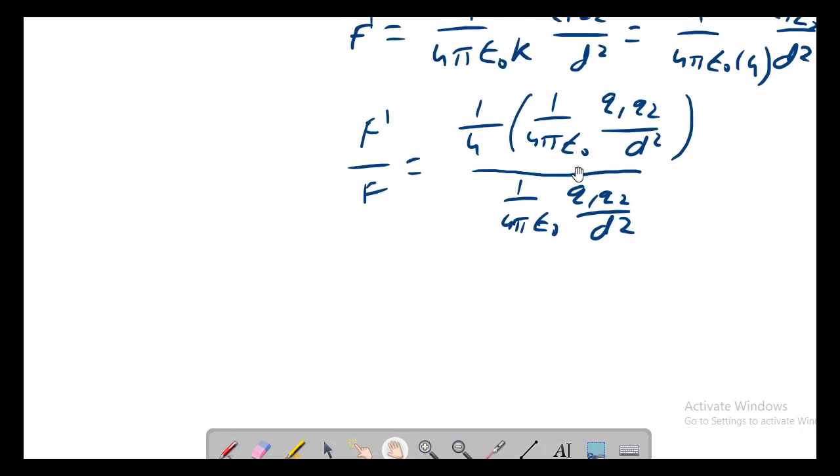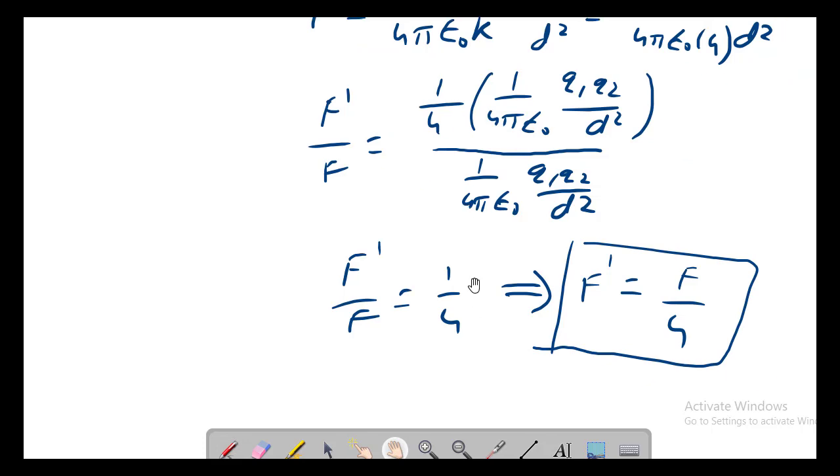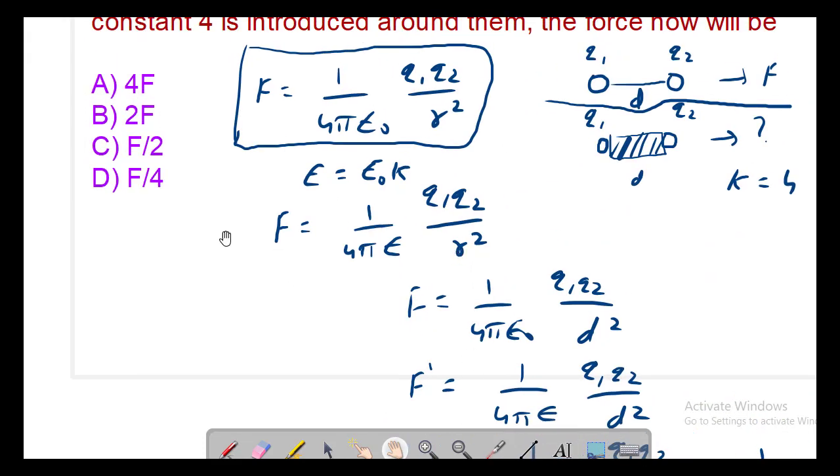Now these terms both get cancelled out, so what we are left with is F dash upon F is 1 by 4. So we conclude that F dash is F by 4, so the force reduces by 4 times. So this is the answer. In the options we check it, D is the correct answer. F dash equal to F by 4 is the correct answer.